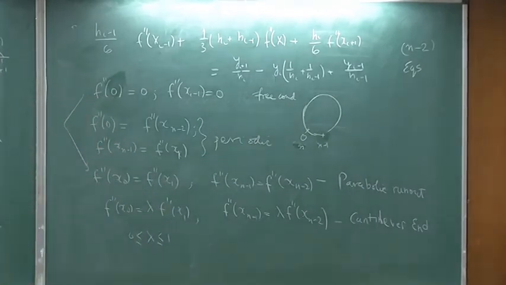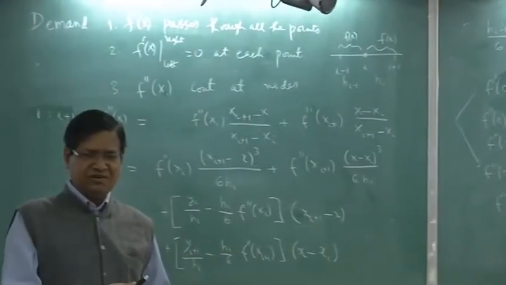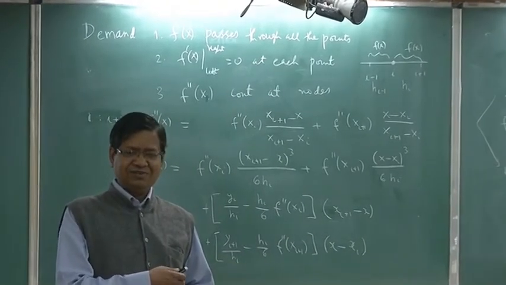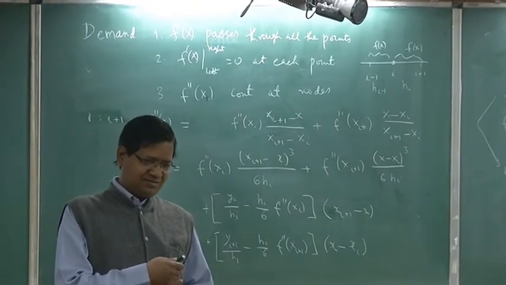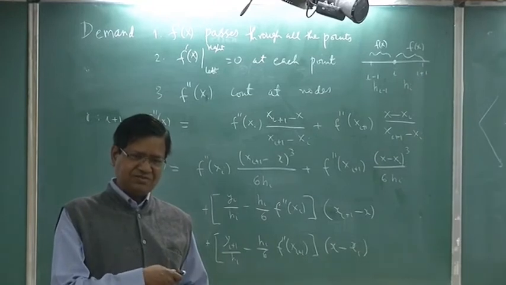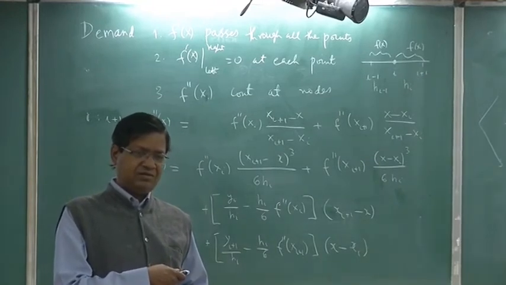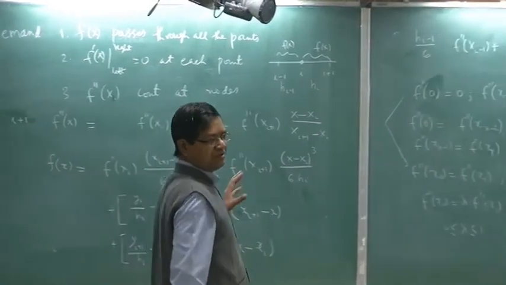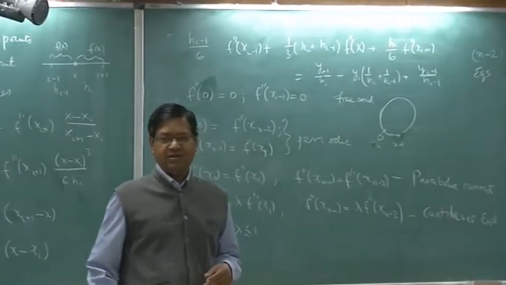And these are four popular conditions. With this you can close the system and find out f double prime. Once you know f double prime, then you can find out f. It's piecewise cubic. It demands that the function is continuous, its first derivative is continuous, and the second derivative is also the same. So it's a very good interpolating function. In graphics, it's highly used.